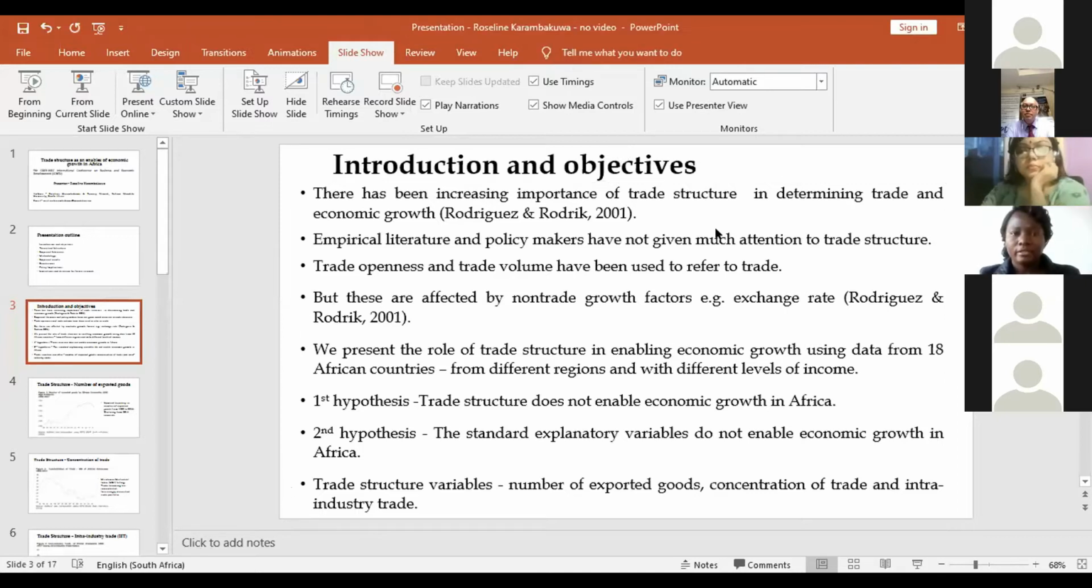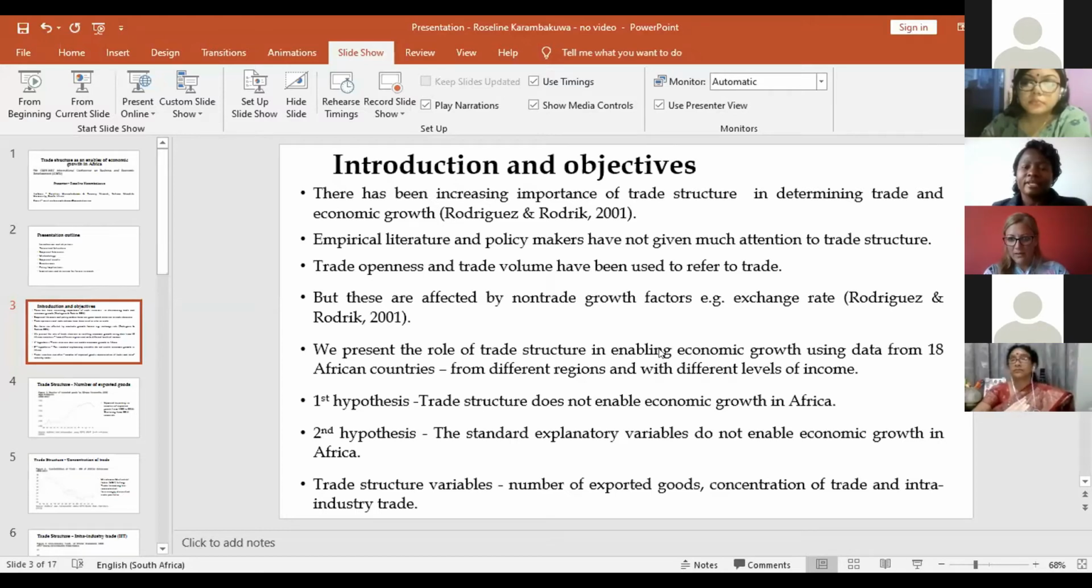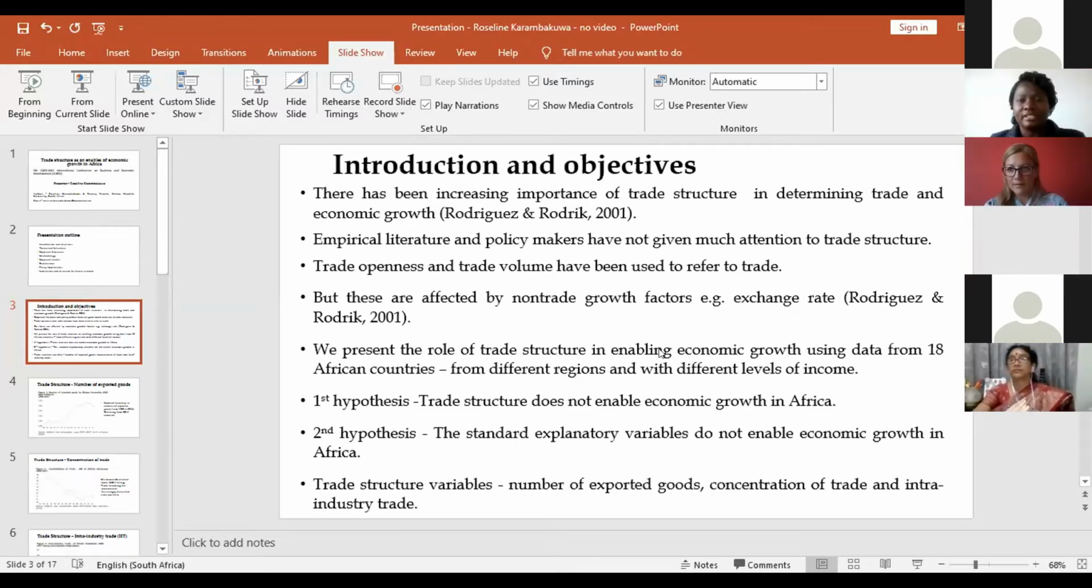Okay, thank you. So I was saying, empirical literature and also policymakers have not given much attention to trade structure. Rather, trade openness and trade volume have been used to refer to trade. But these are affected by non-trade growth factors such as exchange rate. We therefore present the role of trade structure in enabling economic growth using data from 18 African countries. And these countries are from different regions.